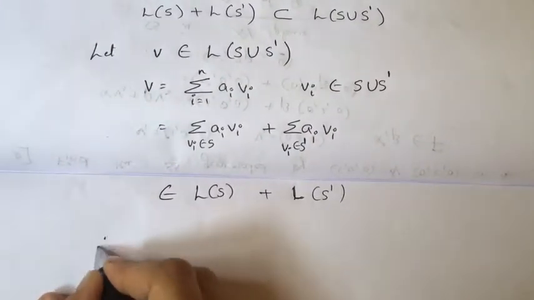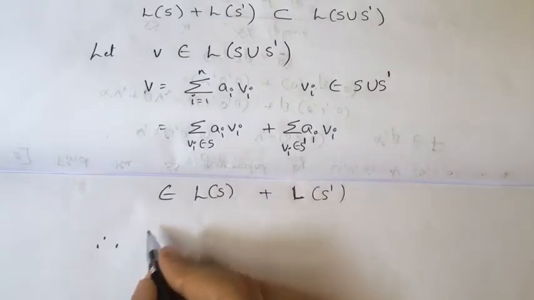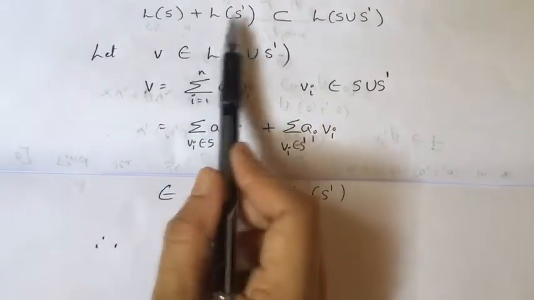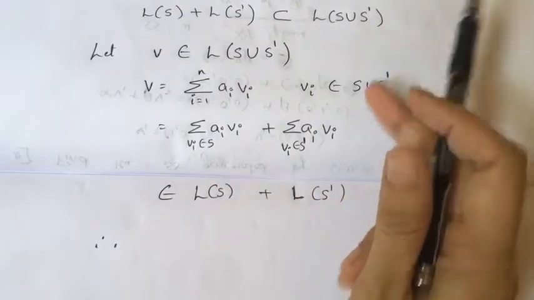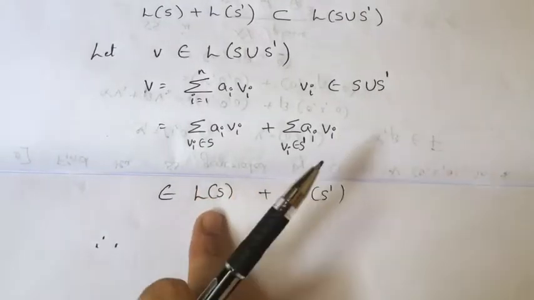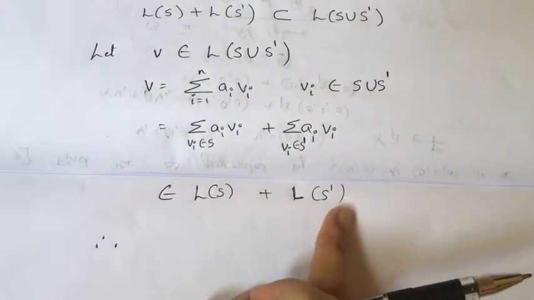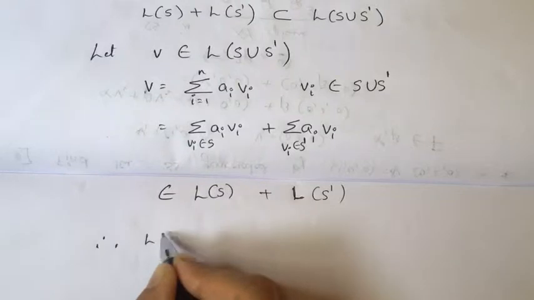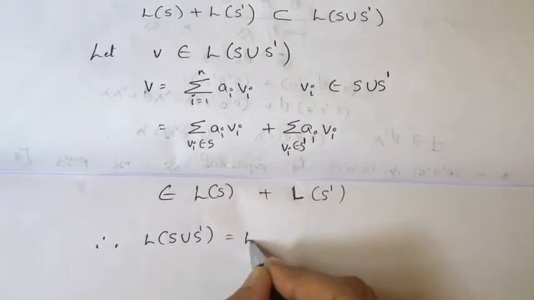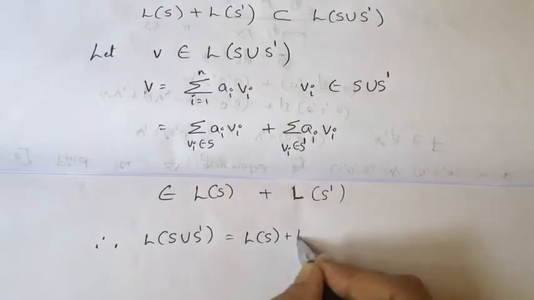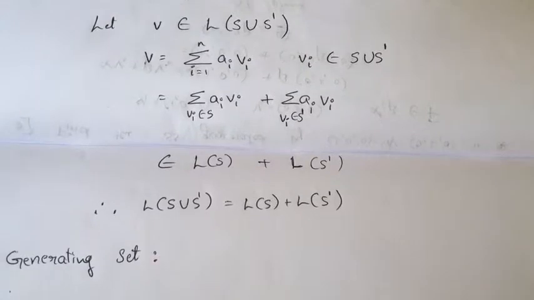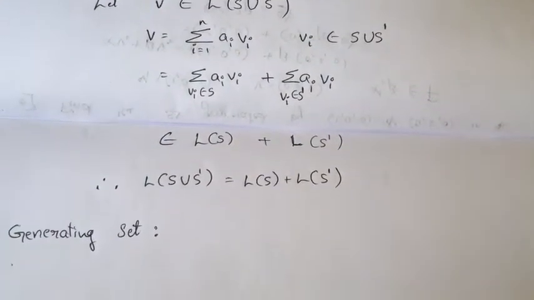Therefore I can say, see, I have proved that L of S plus L of S dash is contained in L of S union S dash, and if I take any vector, then it can be split in this way. Therefore I can write L of S union S dash is equal to L of S plus L of S dash. Now let us look at a few definitions.